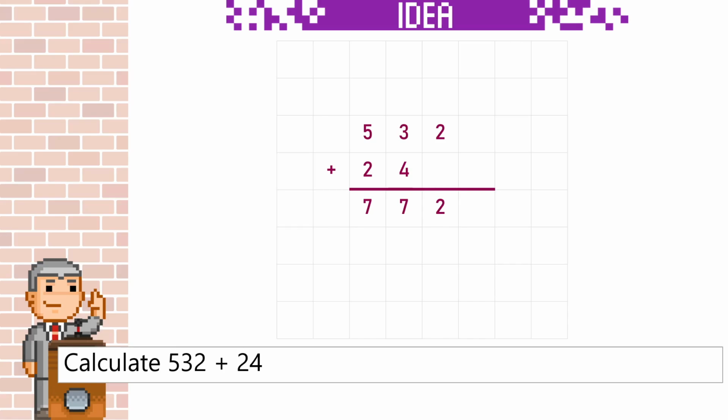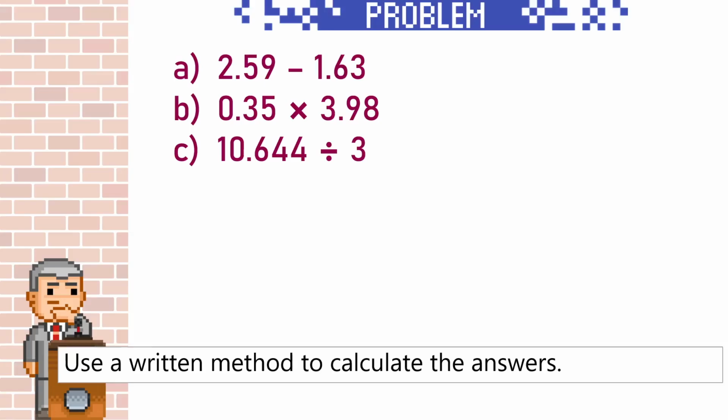The working out shown is wrong. Can you spot why? The student has not lined up the ones and tens correctly. The 24 should be under the 32 in the 532. You can now add the columns to find the answer. Let's go through these questions.